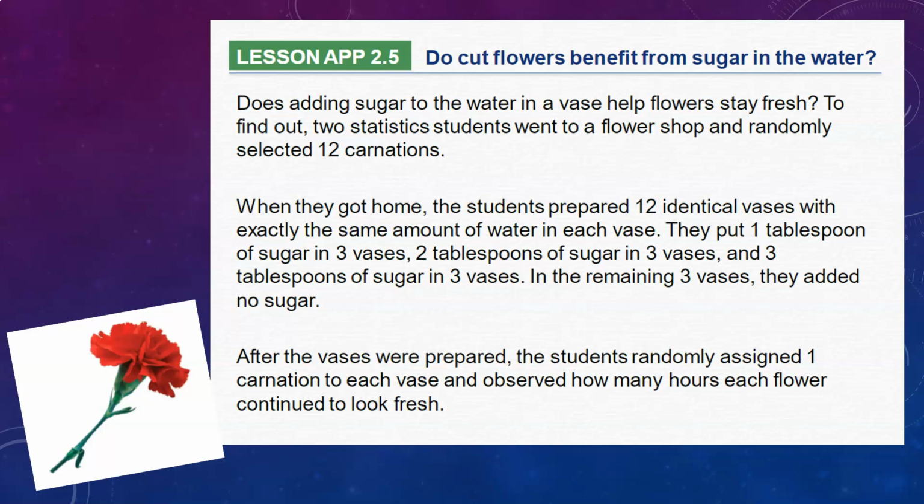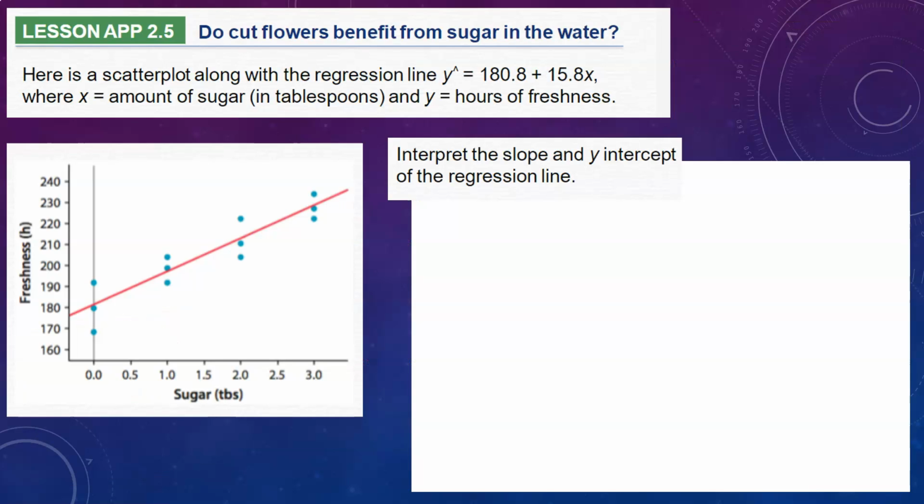When they got home, the students prepared 12 identical vases with exactly the same amount of water in each vase. They put 1 tablespoon of sugar in 3 vases, 2 tablespoons of sugar in 3 vases, and 3 tablespoons of sugar in 3 vases. In the remaining 3 vases, they added no sugar. After the vases were prepared, the students randomly assigned 1 carnation to each vase and observed how many hours each flower continued to look fresh.